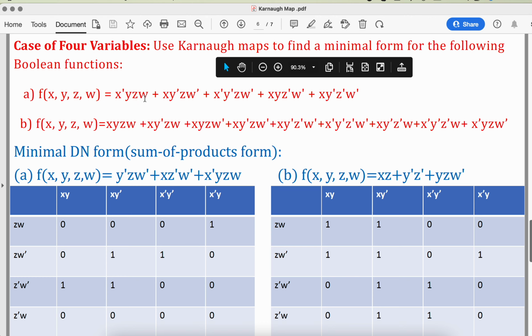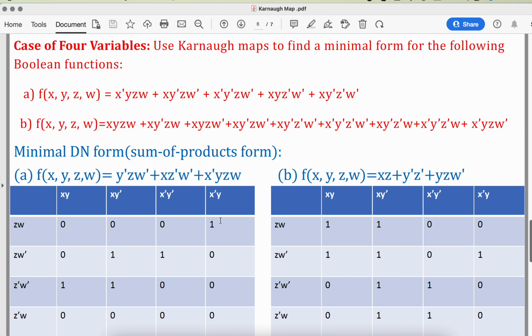X' Y Z W, X' Y Z W'. We don't have, so 0. X' Y Z' W', so it is 0. We don't have X' Y Z' W, it is 0. Now we will look at the ones. Clearly we have 3 rectangles.